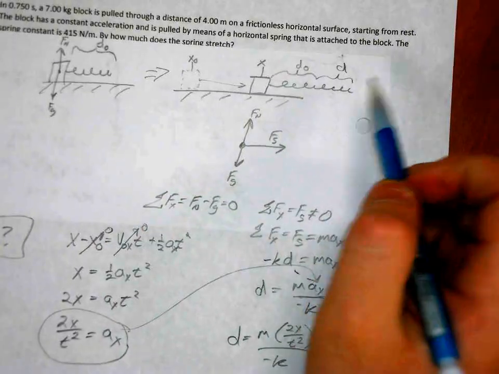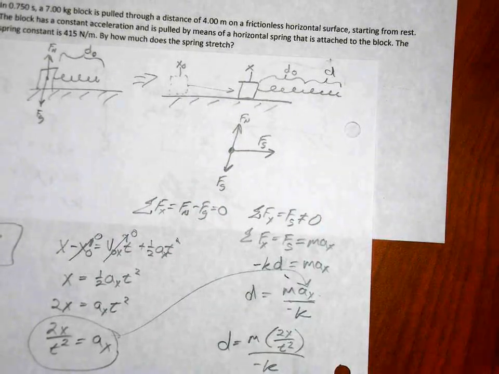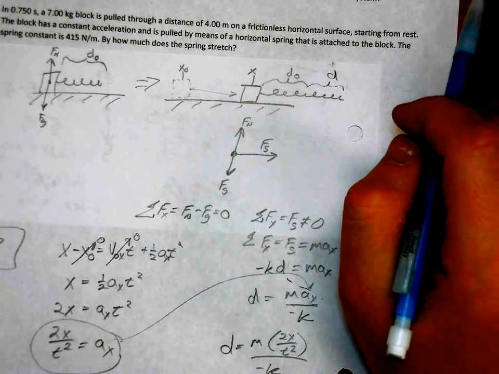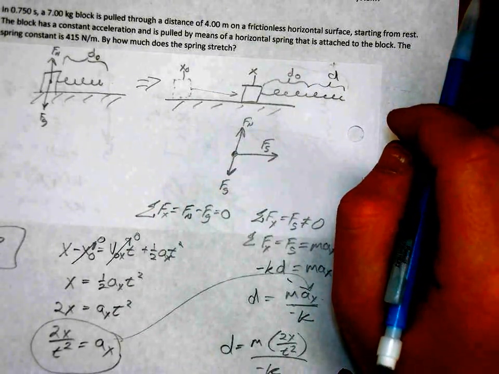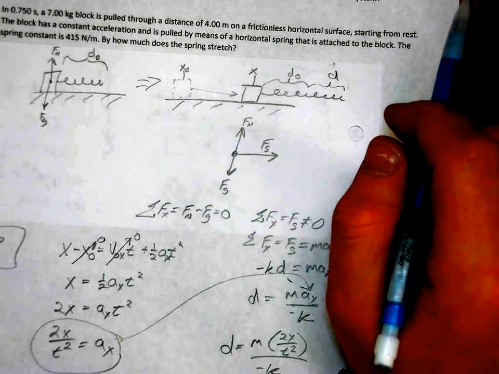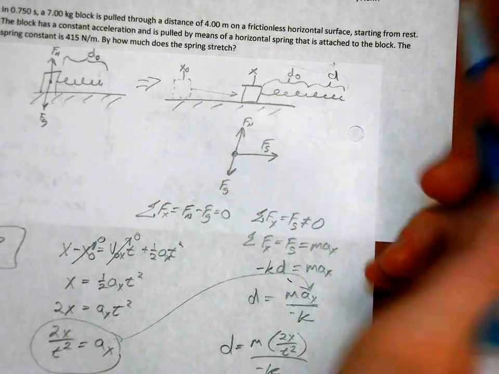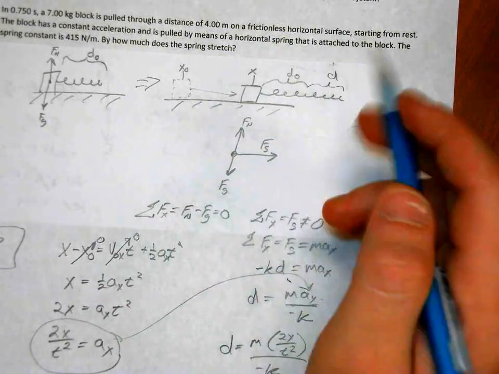The negative meaning, of course, is because it's just stretching towards the left. Because you're pulling this way, but the stretching is towards the left. Obviously, because d here is going to be smaller than d0.